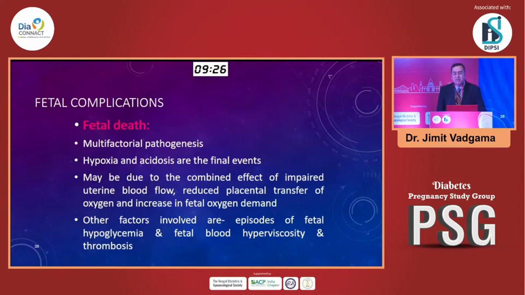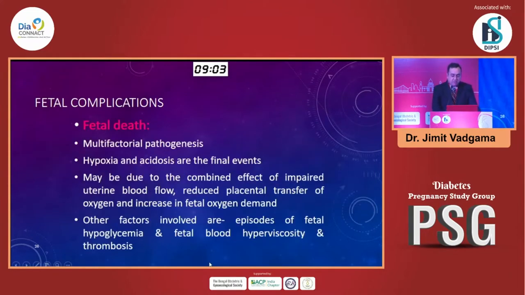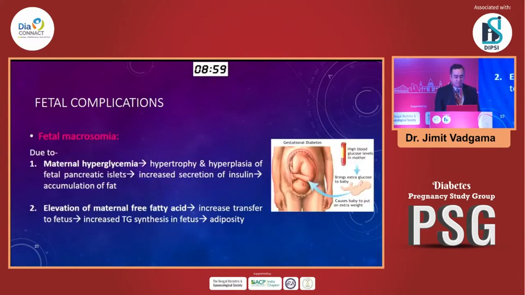And it has multifactorial pathogenesis. Hypoxia, what Dr. Parishit has already told, asphyxia, and acidosis are the final events. And it may be due to the combined effects of increased nutrient blood flow, reduced placental transfer of oxygen also, and increase in the fetal oxygen demand in the later stages of pregnancy. Other factors involved can be episodes of fetal hypoglycemia, fetal blood hyperviscosity, and thrombosis also.